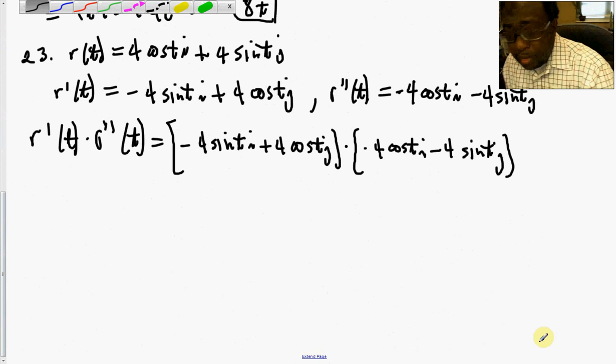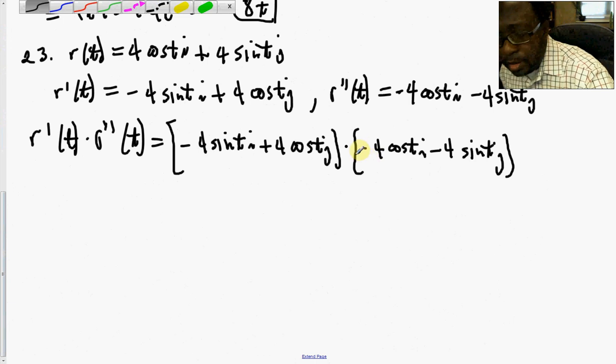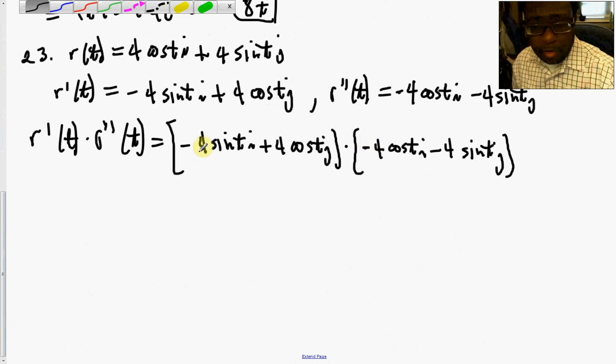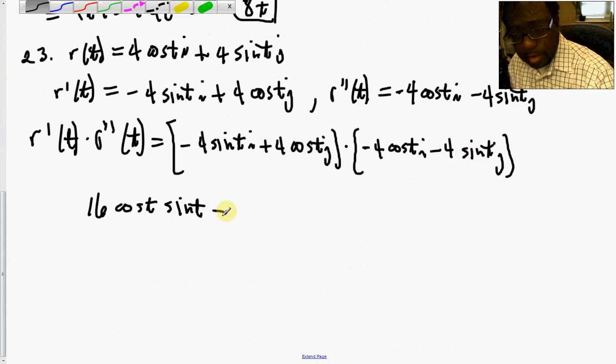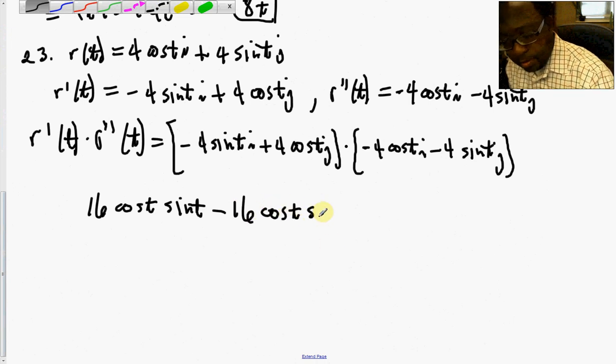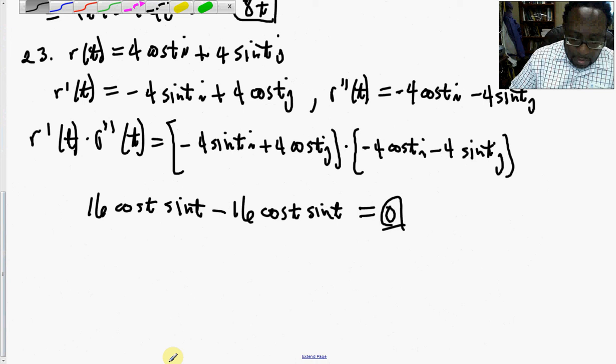And that gives us, this is a negative here, so negative 4 sine t times negative 4 cosine t is 16 cosine t sine t, and then 4 cosine t times the negative 4 sine t is negative 16 cosine t sine t. That gives us 0. Next we look at integration.